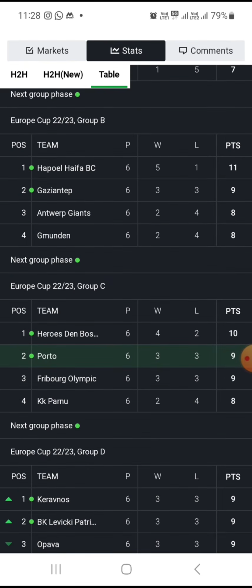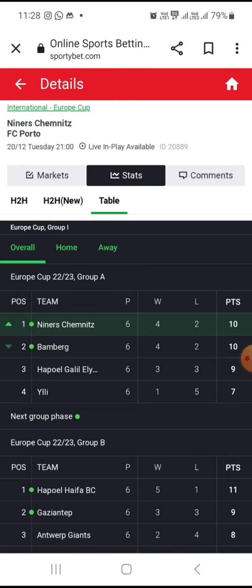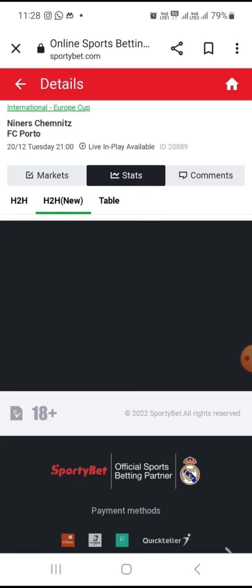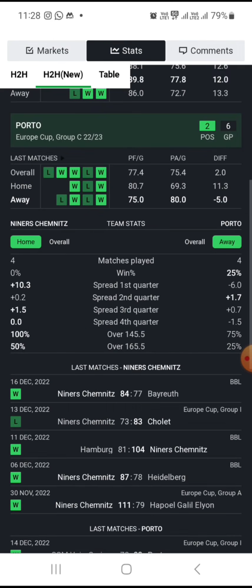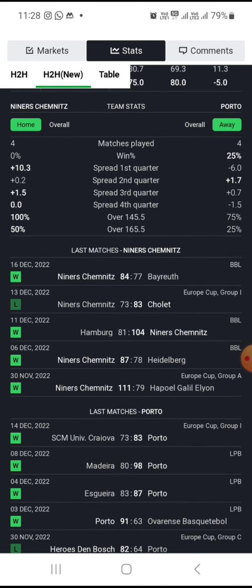FC Porto has 9 points under this, which is not bad at all. So then go back to here, the H2H new. Then, like I did before, under the numerous, you add all of their games and divide it by 5. When you divide it by 5, you get whatever you get.